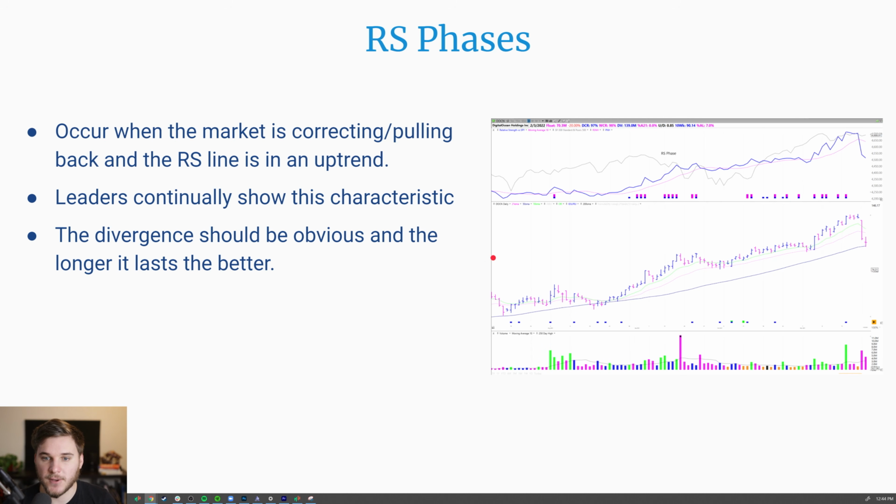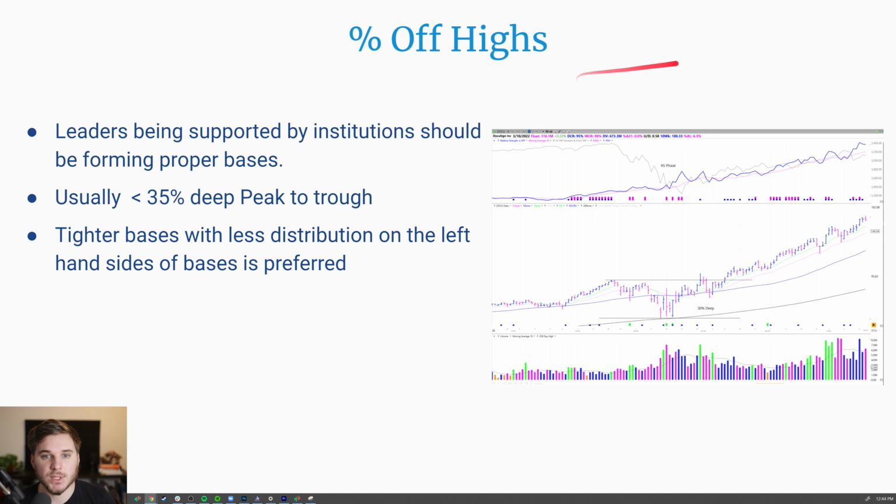So here's an example I found with DOCN. You can see it had a nice move off the 50-day moving average. Then as the market started pulling in right here, this actually started increasing and showed relative strength and started an RS phase. And then after the market pressure lifted, this went on to increase a further 50% in just a matter of weeks.